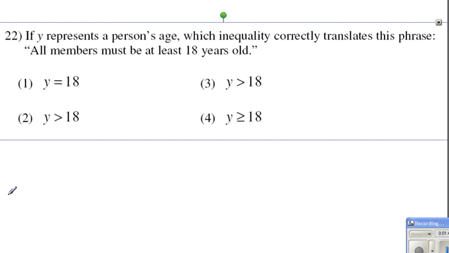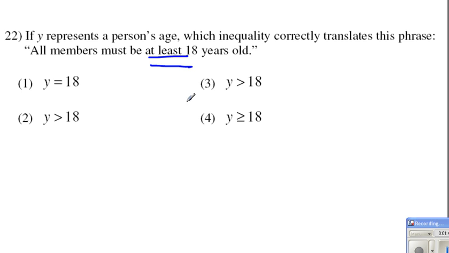Alright. Number 22. It says all members must be at least 18 years old. At least, that means it has to be greater than or equal to 18. So we are looking at choice number 4.